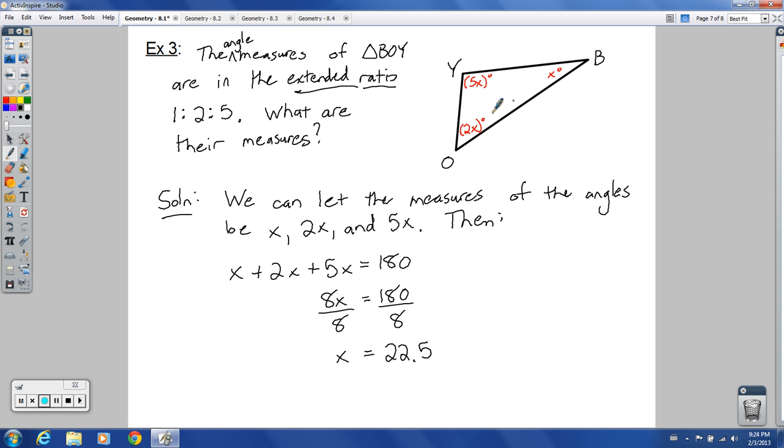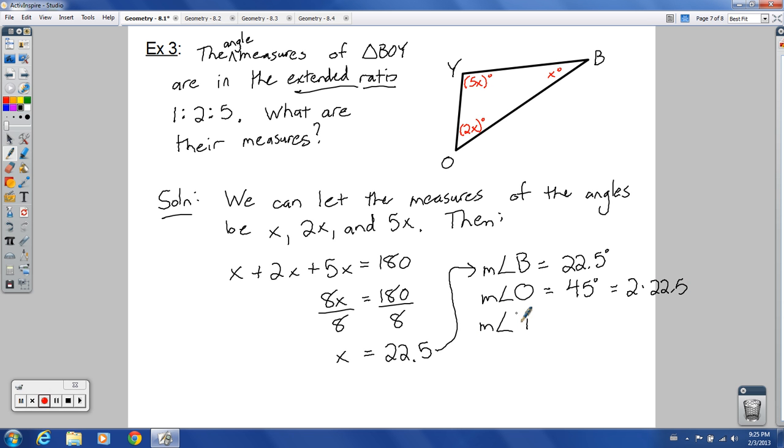Plug that back into each one of these up here in the picture. So the measure of angle B, don't forget your little m in front of the B, the measure of angle B is 22.5. It's just x. And the measure of angle O is going to be that times 2, which is 45 degrees. That's just 2 times 22.5. And finally, the measure of angle Y, that is 5 times 22.5, ends up being 112.5 degrees. So that's where this comes from, right there, 5 times 22.5. So we'll box that in.